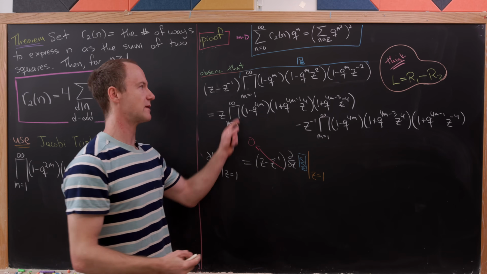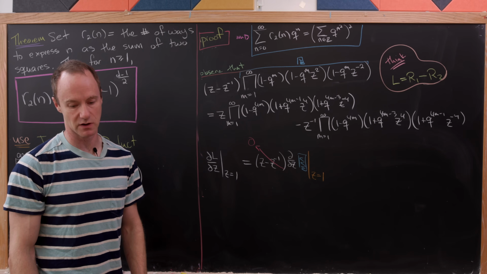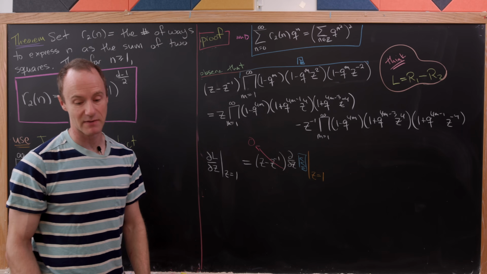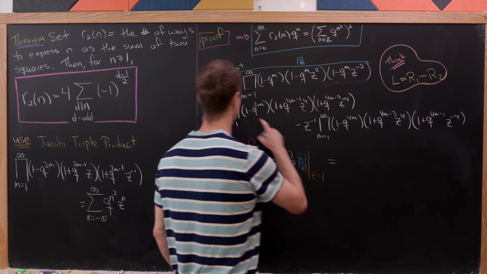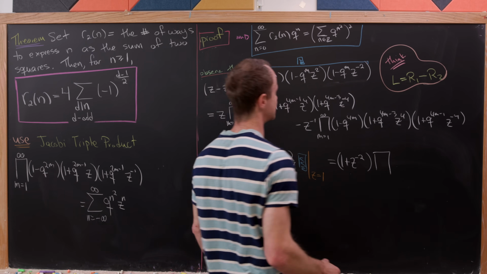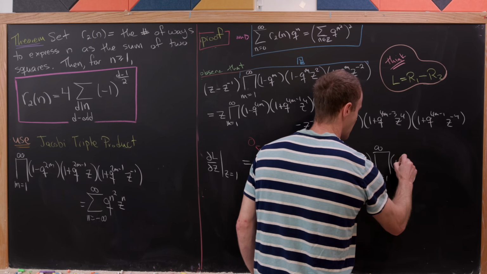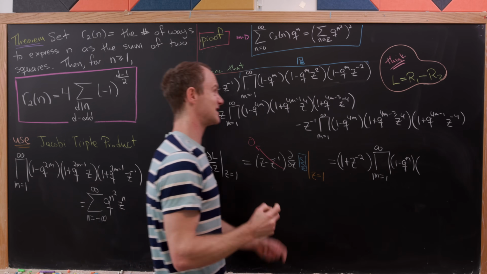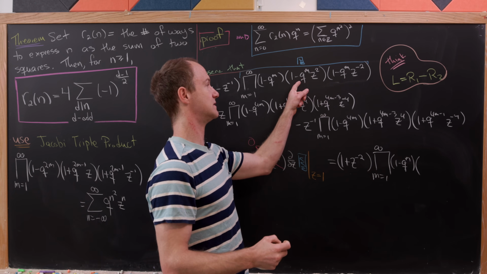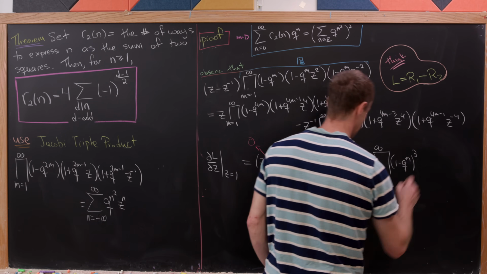That means we don't even need to worry about taking the derivative of blue box with respect to z because the term it's attached to goes to 0. That means all we have to do is take blue box times the derivative of this z minus z inverse. So the derivative of z minus z inverse is going to be 1 plus z to the minus 2 times this big product. So now this is going to be the product as m goes from 1 to infinity of 1 minus q to the m. And now I'll just go ahead and set z equal to 1 here. So we're going to have another 1 minus q to the m and another 1 minus q to the m. So in the end, it's going to be 1 minus q to the m cubed.